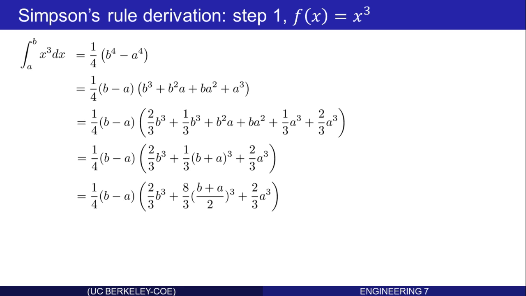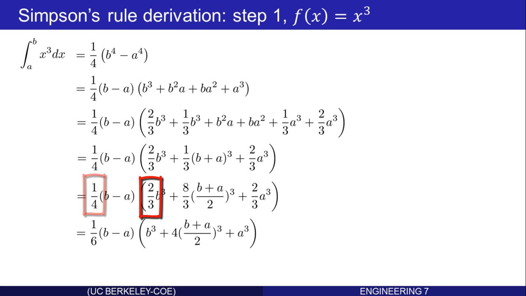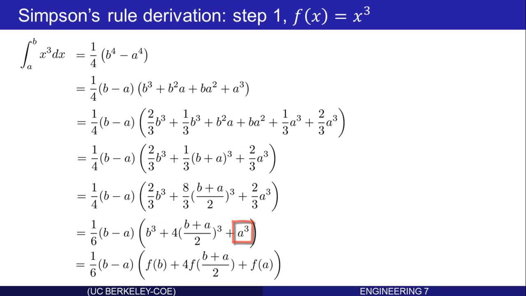Doing a little arithmetic can simplify this. 1/4 of 2/3 is a sixth, and 1/4 of 8/3 is 2/3, so that with the factor of 6 out front the middle coefficient is 4. Notice that we have b cubed, b plus a over 2 cubed, a cubed. This is nothing more than f of b plus 4 f of b plus a over 2 plus f of a. And finally, you notice that this is exactly what we called Simpson's rule.